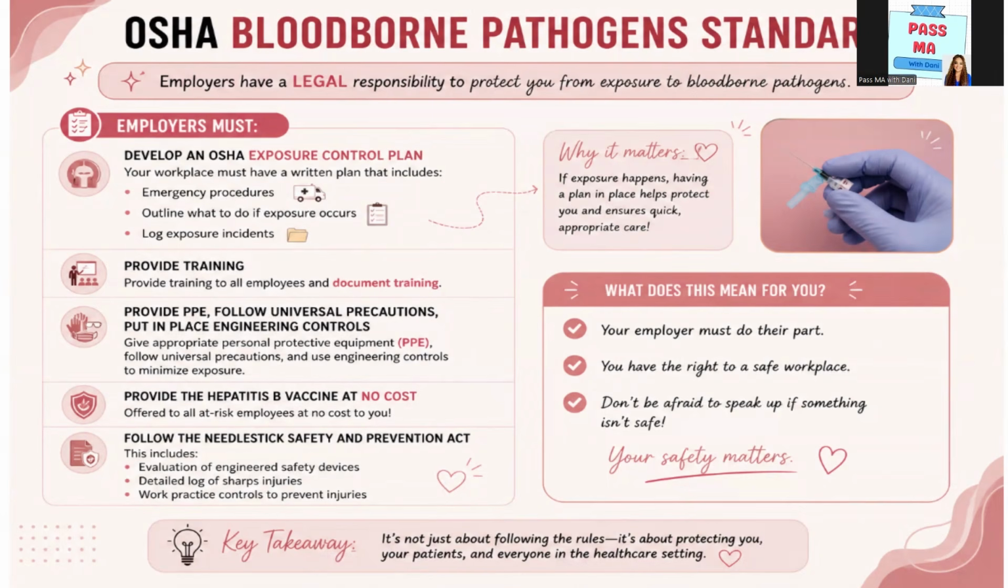You're not just guessing what to do. Now, another one is training. Your employer has to provide training to all employees and document that training. So if you've ever sat through those infection control modules or in-services, guys, guess what? This is why. They also have to provide PPE: your gloves, your masks, your gowns, your eye protection. You should never walk into a facility and be told that you have to buy your own gowns, your own mask. That is against OSHA. Okay? Your employer has to give you the tools to stay safe.